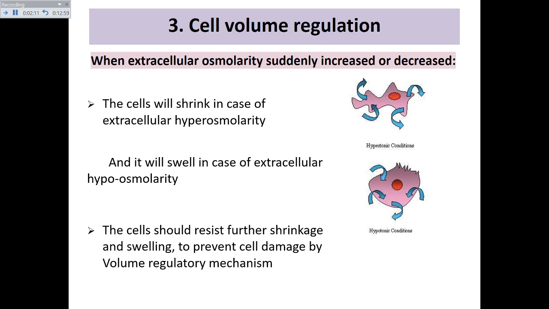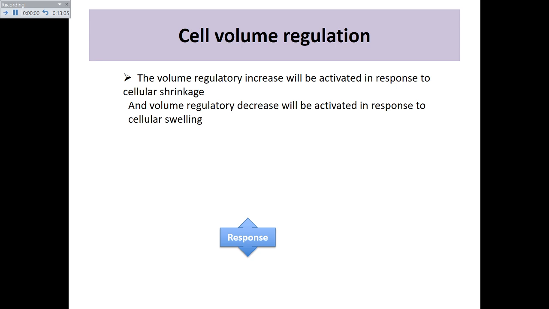This is very important, because if the cells shrink or swell, it will cause a damaging effect to the cell. Volume regulatory increase will be activated in response to cellular shrinkage, and volume regulatory decrease is activated in response to cellular swelling.